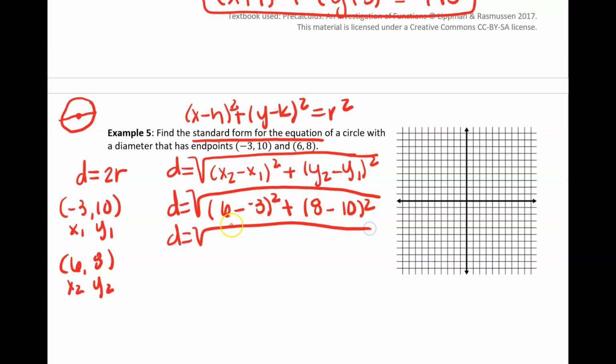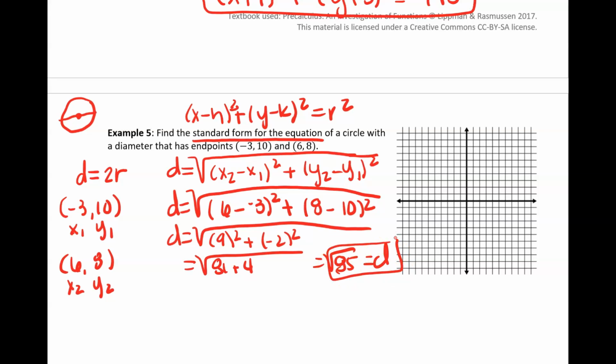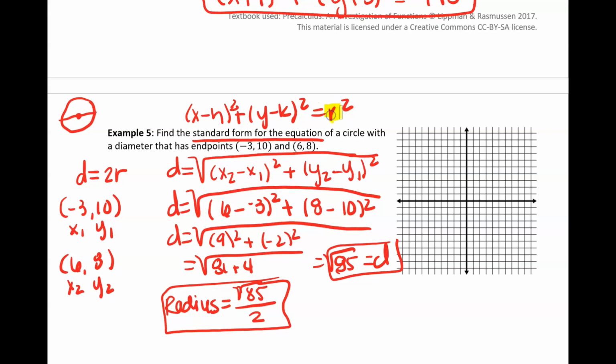I'm going to solve this out. So 6 minus negative 3, that gives me a 9 squared plus negative 2 squared. So it gives me 81 plus 4. So I have the square root of 85 equal to the distance between those 2 points. So that gives me my diameter. So if my diameter is twice the radius, if I divide that by 2, I could say my radius is equal to the square root of 85 over 2. So we have found our r.